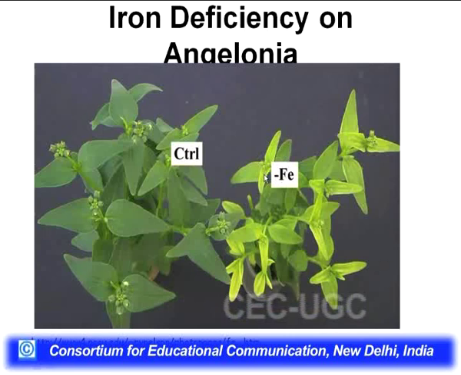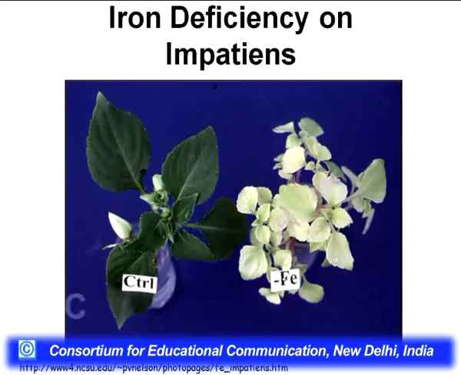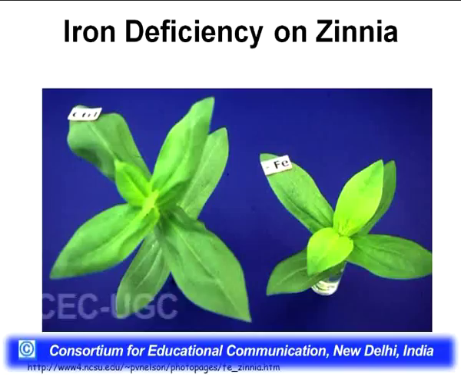Another one is a beautiful colored ornamental plant, impatiens. And again, you can see the complete iron deficiency shows kind of albino color, which may look attractive, but the plant is definitely not healthy. It's sick, and the upper ones have more symptoms than the lower ones. So there are many examples. Here is another one, iron deficiency in zinnia.